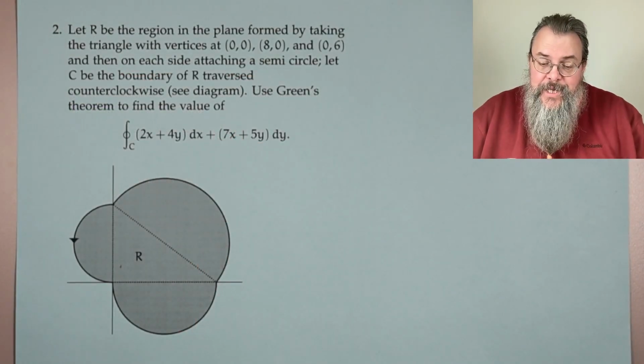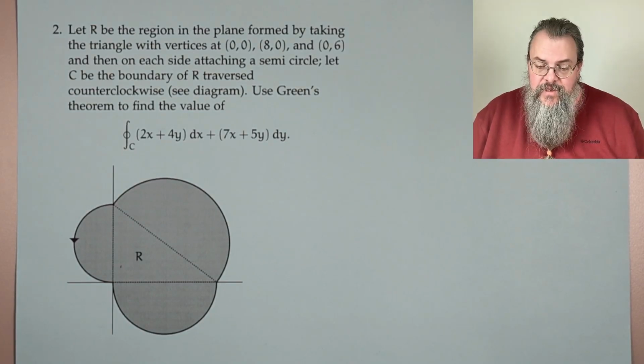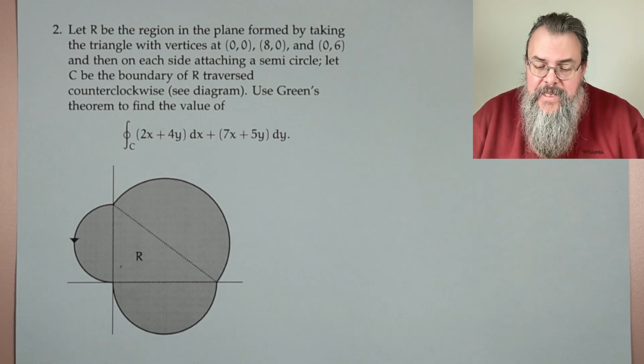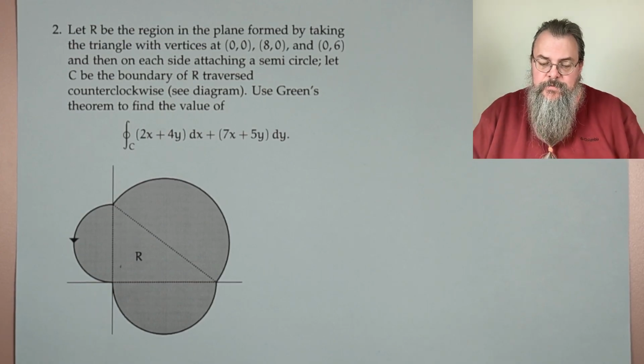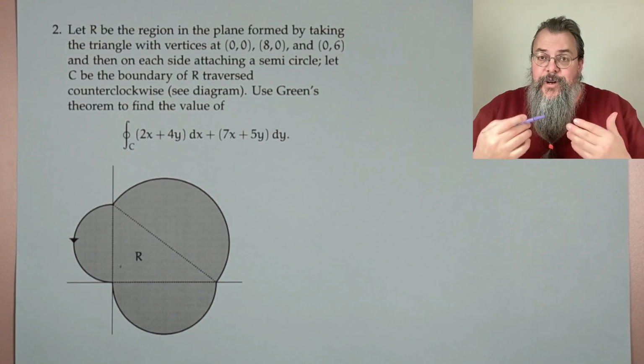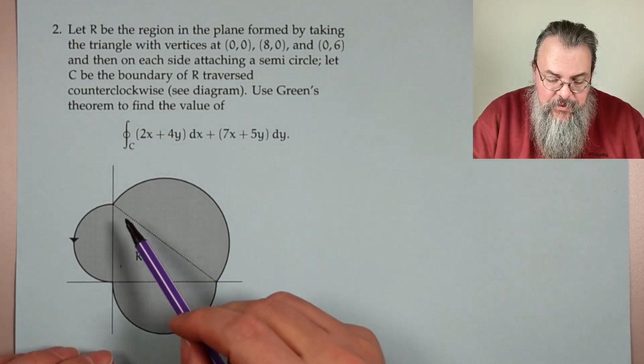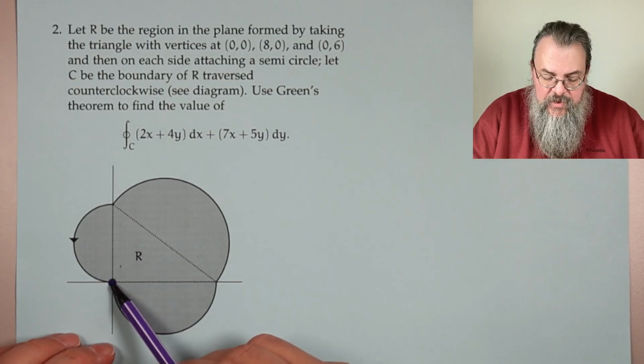Let R be the region in the plane formed by taking the triangle with vertices at (0,0), (8,0), and (0,6), and then on each side attaching a semicircle. And let C be the boundary of R traversed counterclockwise. See the diagram. All right, so here we go. So here's the original triangle. We have the (0,0) here.